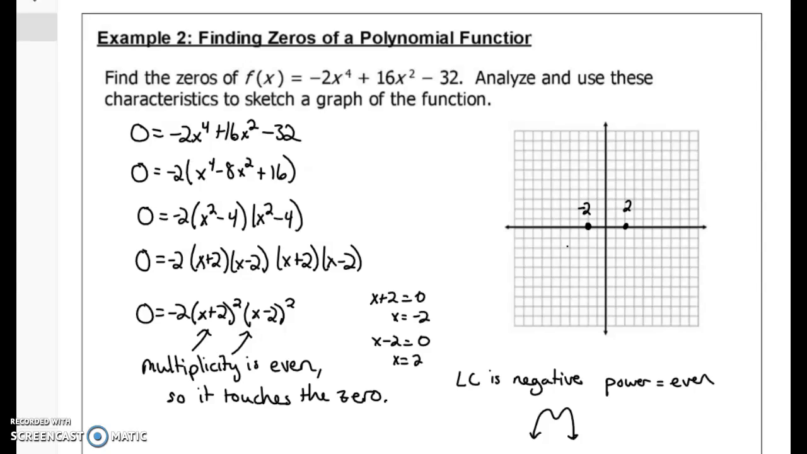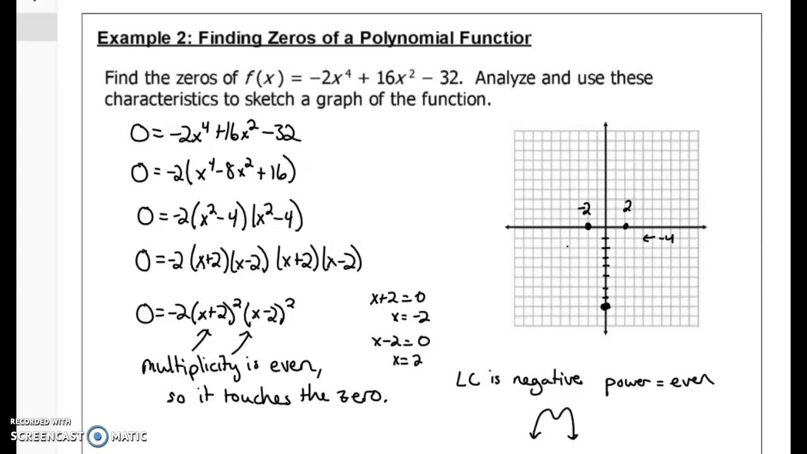I don't have room to fit that on the graph going by 1s, so I'm going to go by 4s. So this is going to be -4, and 2, 3, 4, 5, 6, 7, 8. So 8 boxes down would be -32 if I'm going by 4s on the y-axis.